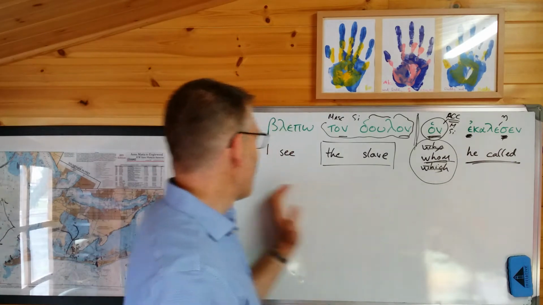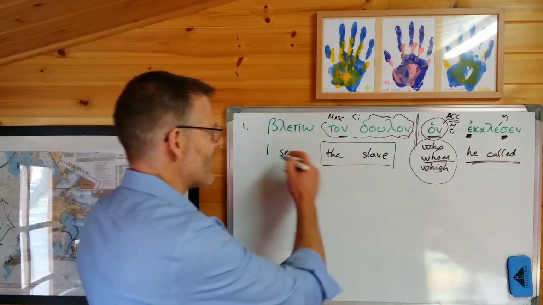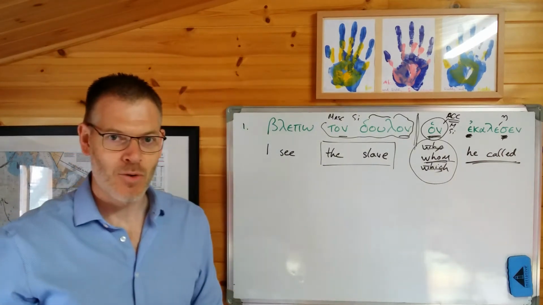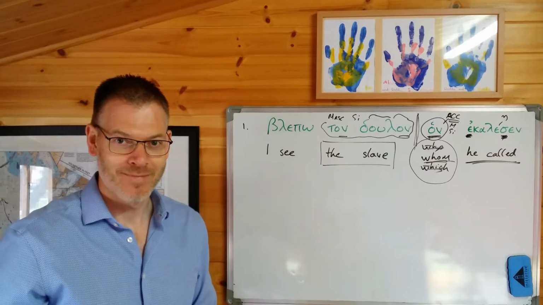Anyway, that's where we get to, I see the slave whom he called. And that's how we translate this sentence. Give me one second, I'll rub this off, and we'll take another example, and I'll show you some more.